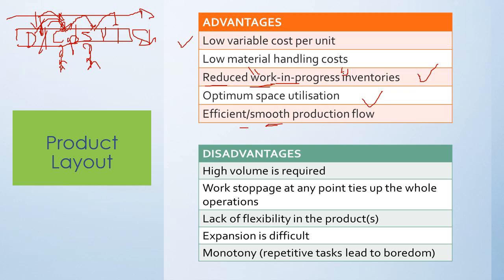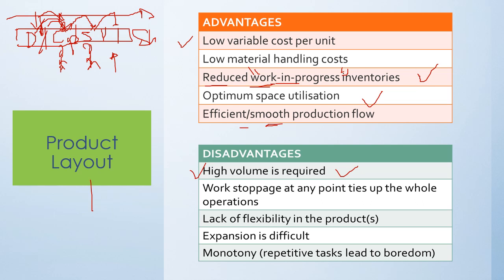However, it has some disadvantages. High volume is required. High volume here is that the company that wants to use product layout, ataupun menggunakan assembly line macam ni, must produce a high quantity of product. So let's say the company wants to produce sport shoes. Product layout can only be used if the company produces a high quantity. Let's say 5,000 units a day, 3,000 units a day. So that is called high volume or high quantity. If the company only produces 50 units a day, then product layout is not suitable to be used because it may incur a higher cost.